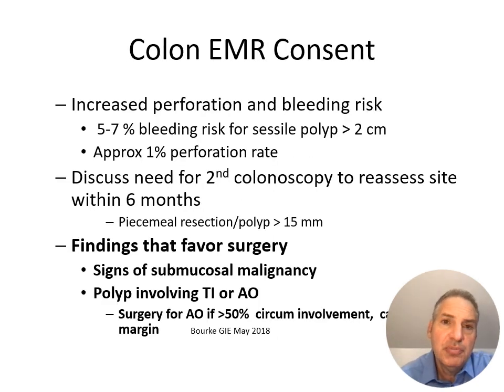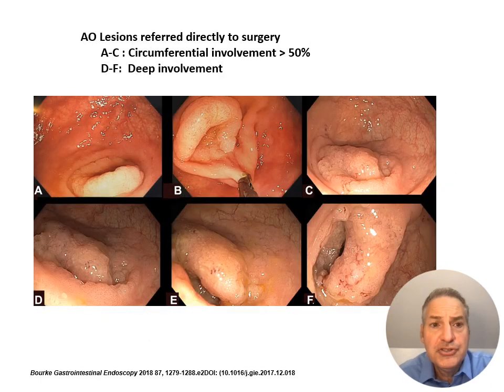I also mention to the patients prior to the procedure that if we identify features of the polyp that clearly favor a surgical resection, then resection would not be pursued. These include signs of submucosal malignancy and extensive involvement by the polyp of the terminal ileum or the appendiceal orifice. Appendiceal orifice polyps that involve greater than 50% of the circumference of the appendix or have deep involvement into the appendix and you can't see the base of the polyp would benefit from referral for surgery.